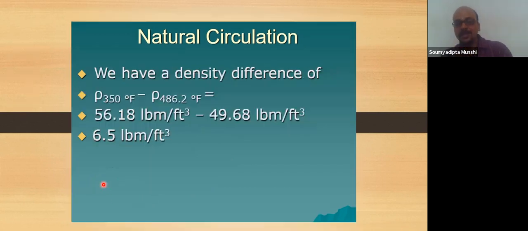That means there is a difference in density of about 6.5 pounds per cubic foot. Due to this density difference, as I told you, a force acts to circulate the water and the water mixture from the drum and back to the drum again.